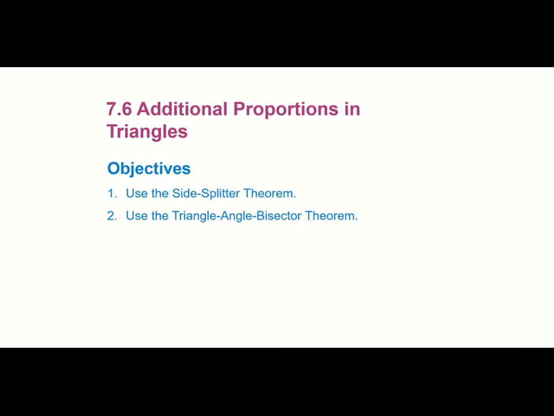Everybody, this is section 7.6 for our Math 211 geometry class, and in this section we're going to talk about different proportions that we can use with triangles, specifically the Sidesplitter Theorem and the triangle angle bisector theorem.